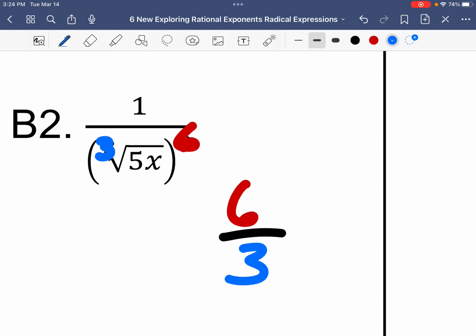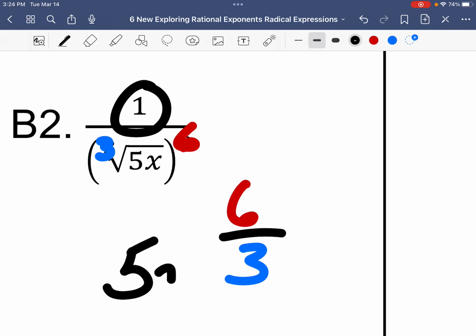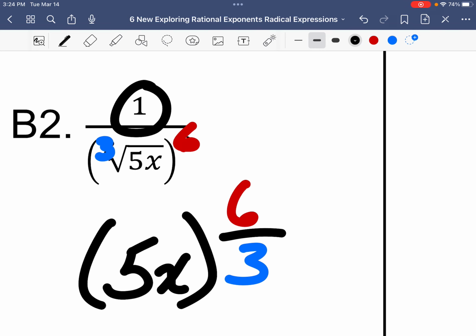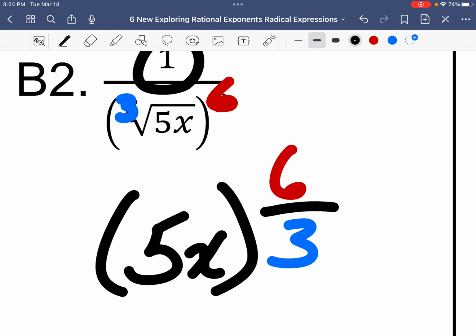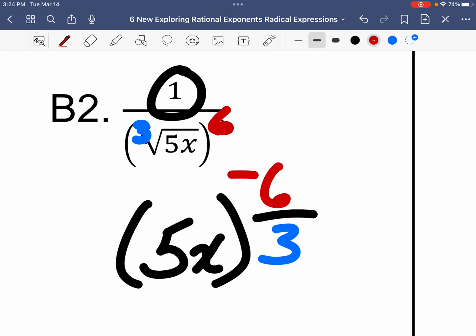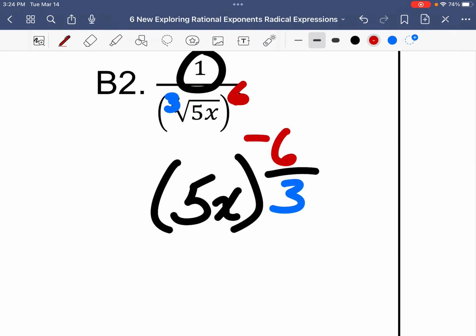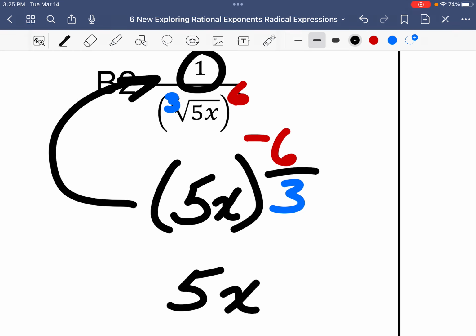Now, I've got this fraction, this 1 over. I don't want it to be a fraction. I want it to just be 5x. But how do I make it 5x so it's not a fraction? Well, I need to have a negative exponent. So, tricky problem, but basically this negative exponent of negative 6 over 3 is going to be able to turn my problem back into what I started with.